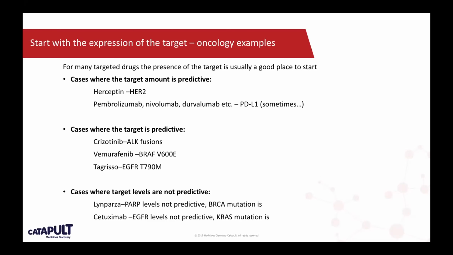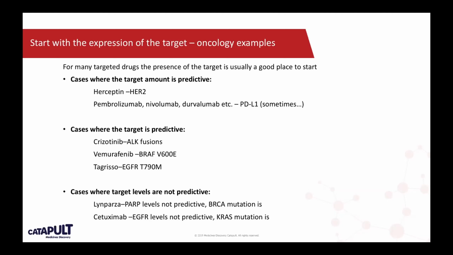So we have a couple of cases here where drugs like Herceptin. In breast cancer, patients who receive Herceptin are tested for HER2 levels, and if they are incredibly high using an IHC assay, those patients will then receive Herceptin. All the patients who have moderate to low levels of HER2 will not get that drug, because they know that they're not going to respond to the antibody. There are a whole range of monoclonal antibodies that are approved now for immunotherapy treatments, and they are also ones where the target amount is predictive.